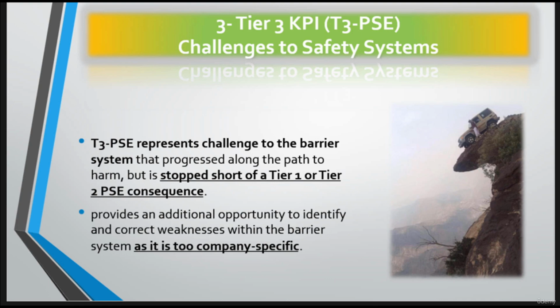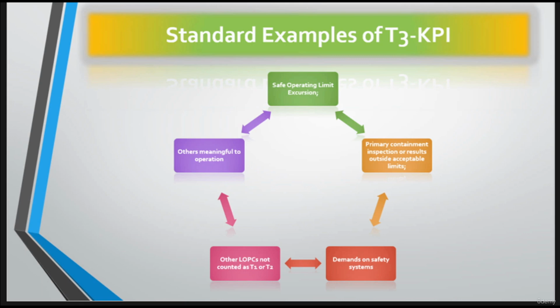Okay? I'm going to list some standard examples of Tier 3 PSI. Here we have safe operating limit excursion. We have primary containment inspection or testing results outside the acceptable limits. We have here the demands on safety systems. We have number 4, other LOPCs not counted as Tier 1 or Tier 2 process safety events, and other meaningful KPIs to the operation. Okay, so as you can see, it can be custom tailored according to your needs. You know what are the best KPIs that can serve the PSM system. You can custom tailor it as long as you provide the adequate characteristics to be effective enough. Okay, so let's get started.